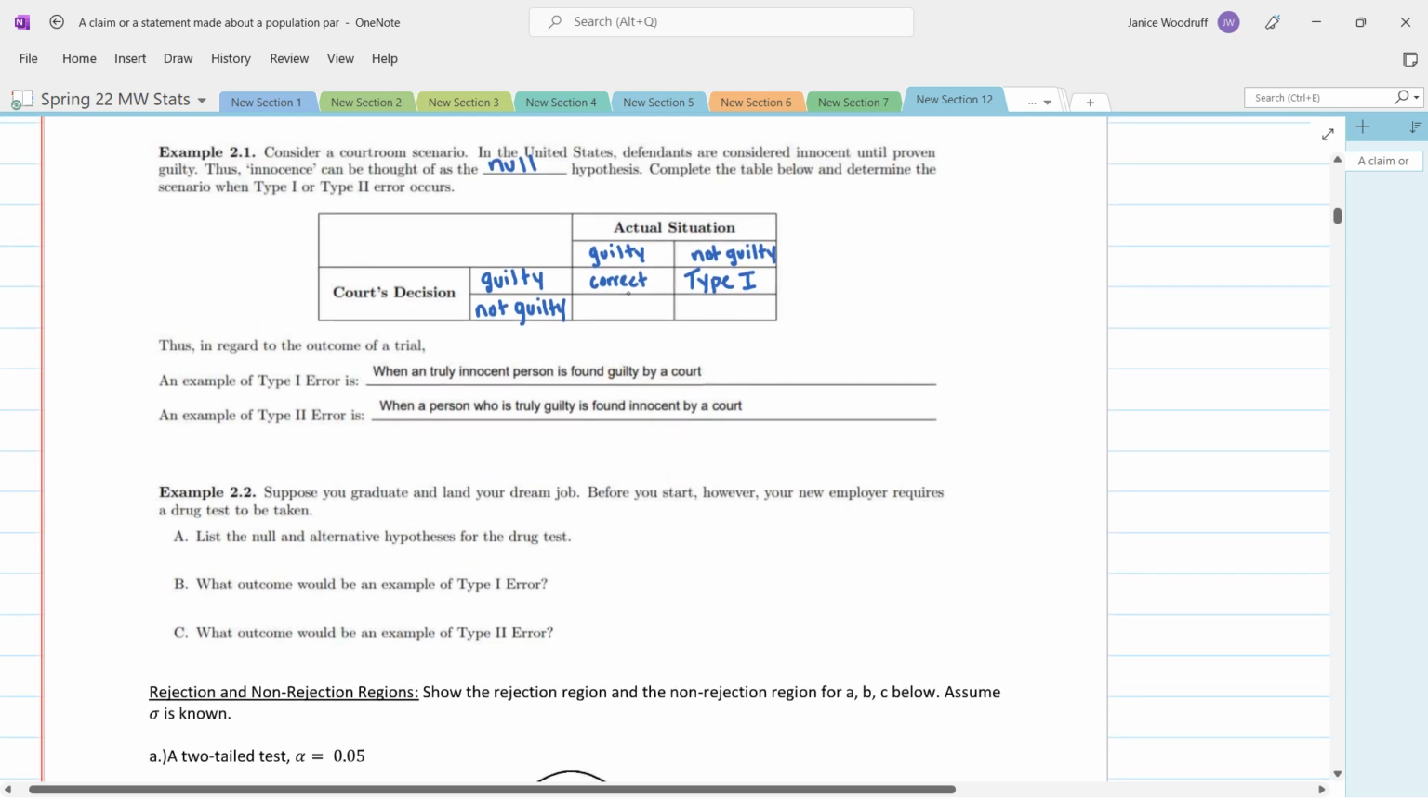And then let's say you're actually guilty, but you get away with it. That would be a type 2 error. The null hypothesis that you're innocent is actually false, but we didn't reject the null. We said, you know what, you're not guilty. But type 2 error, you are truly guilty, but by a court, you're found innocent. And then the last scenario is that you're not guilty and you're found not guilty. So that would be a correct scenario.